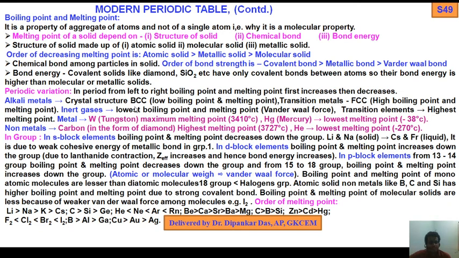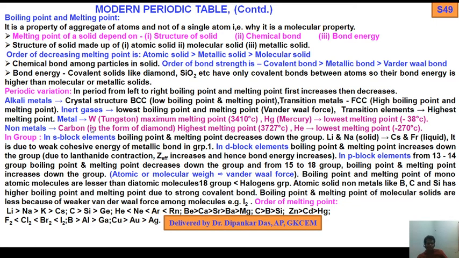Periodic variation: in a period from left to right, boiling point and melting point first increase, then decrease. Alkali metals have a BCC crystal structure, with low boiling point and melting point. Transition metals are FCC, with high boiling point and melting point. Inert gases have the lowest boiling point and melting point, due to Van der Waals forces. Among transition elements, tungsten has the highest melting point, maximum 3410 degrees centigrade. Mercury has the lowest melting point, minus 38 degrees centigrade.